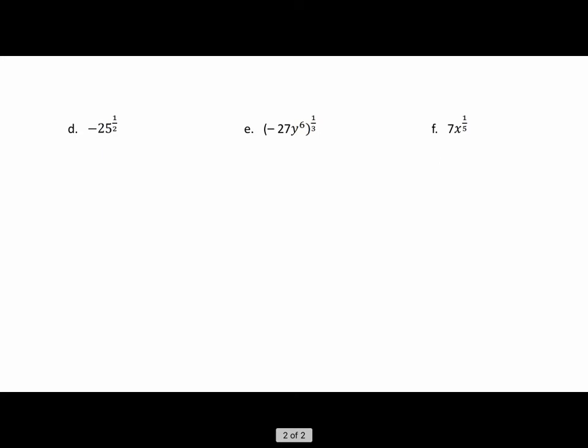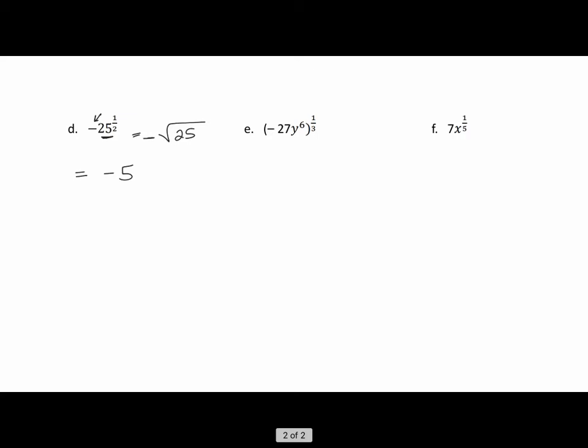D, negative 25 to the 1/2. It's tricky, so we've got the radical, and we need to know what the base is here. So the exponent is touching the 25. It's not touching that negative. That negative stays in front. So the base is 25. The index is 2, so that's understood, and there's a negative in front. So this is the negative square root of 25, so negative 5.